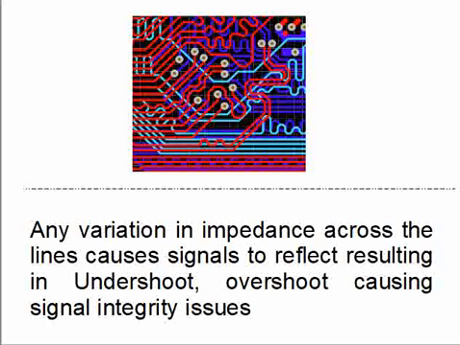Now, any impedance variation that is present on the PCB causes reflection of the signal. So what happens is, for example, let us assume we are routing a 50 ohm trace, and the signal sees that there is an impedance variation, and from 50 it has changed to some 38 ohms, for example.